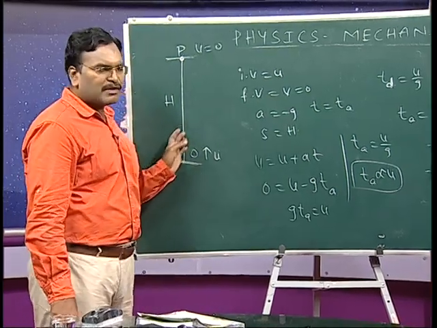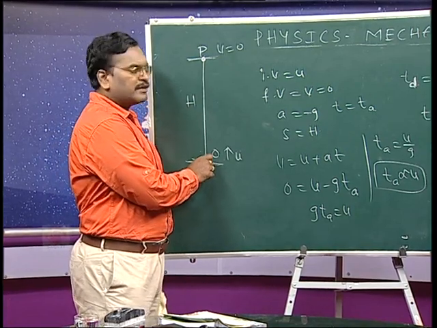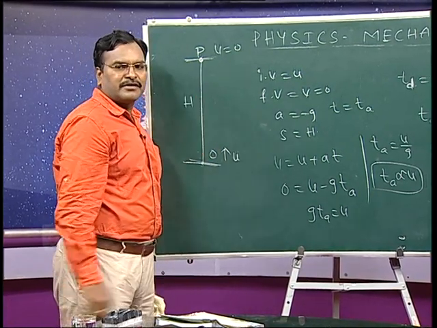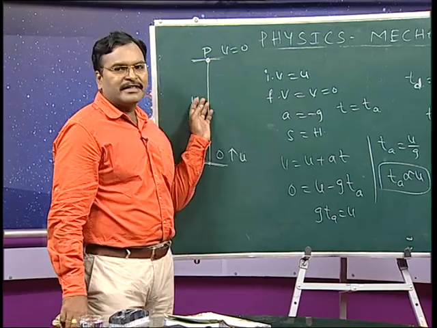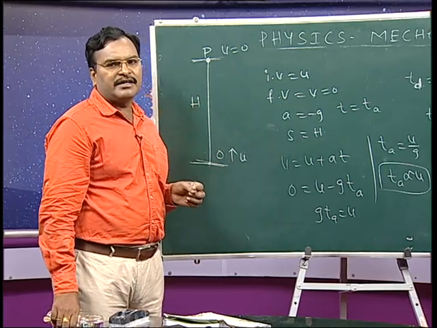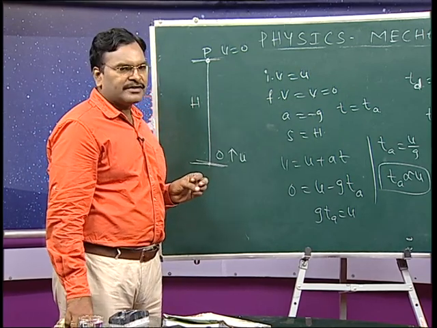So, the sum of time of ascent and time of descent is the total time taken by a body to go from point of projection to maximum height and come back to the point of projection. Anyhow, it is nothing but total time spent in air. Total time spent in air is called time of flight.